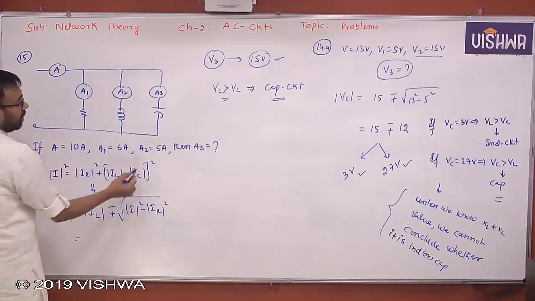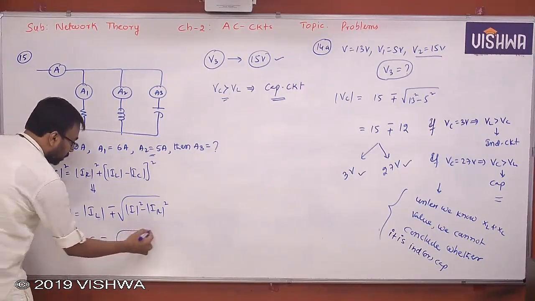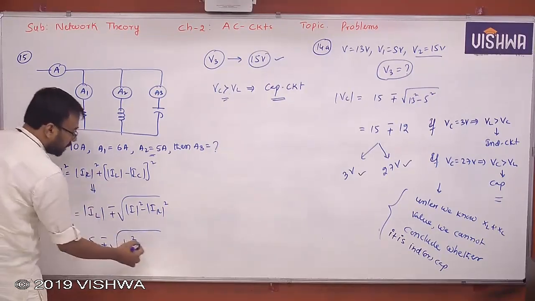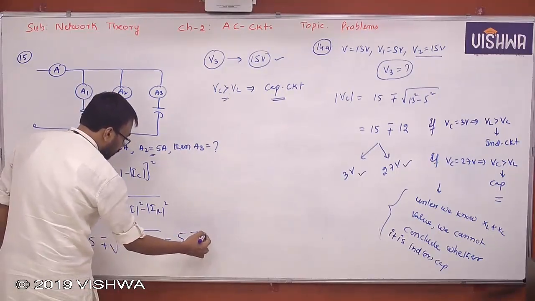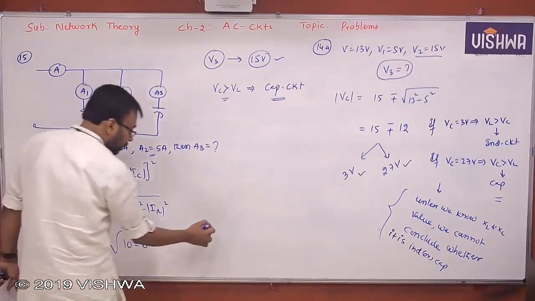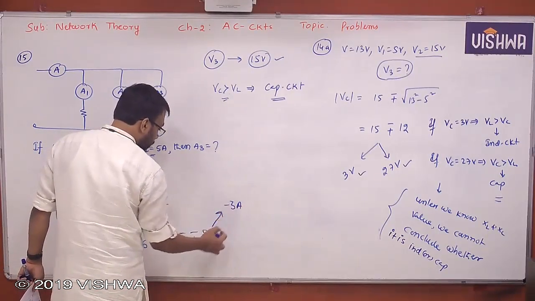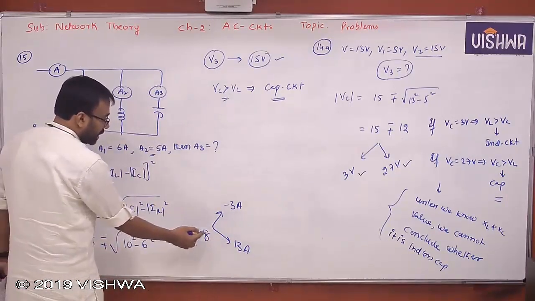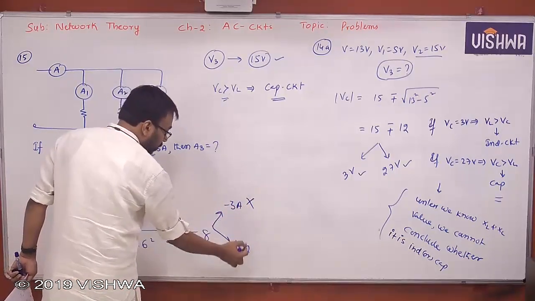What is IL? IL is nothing but 5 amperes. So 5 minus or plus root of, what is I, 10 squared, minus what is IR, 6 squared. 10 squared minus 6 squared is nothing but 8. So you got two values: 5 minus 8, minus 3 amperes, and 5 plus 8, 13 amperes. Is it feasible now? The negative is not feasible. This is the only feasible value.